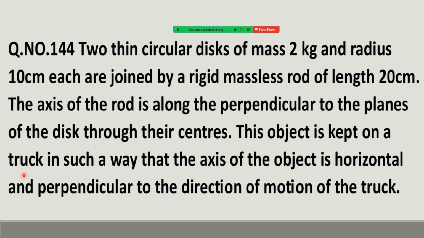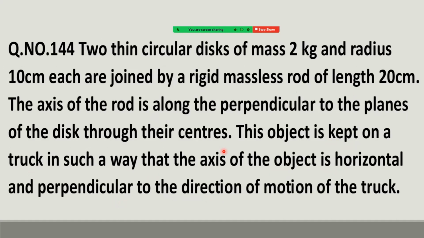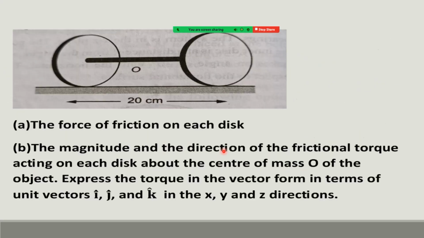This object is kept on a truck in such a way that the axis of the object is horizontal and perpendicular to the direction of motion of the truck. So here the truck is moving along the x-axis, right? It has acceleration 9 meter per second square. Given x-axis as the direction of motion of the truck, that means we can see in the diagram this axis will be along the y-axis, okay? Because the direction of motion is the x-axis and this will be along the y-axis, right?